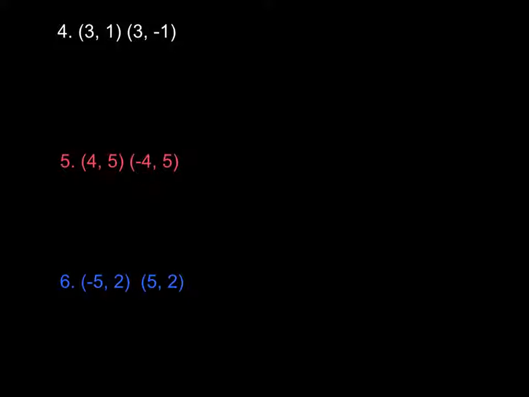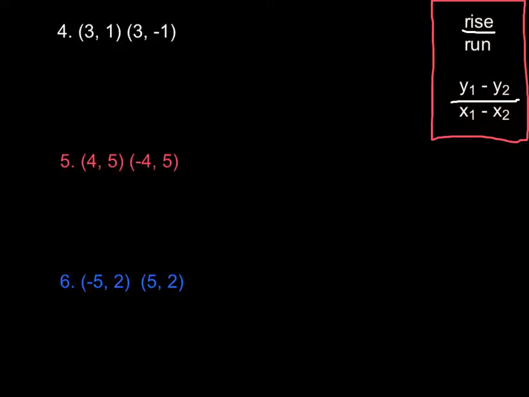Questions 4, 5, and 6 ask us to find the slope of the line that passes through each pair of points. And once again, we are going to use the formula rise over run, or y1 minus y2 divided by x1 minus x2.